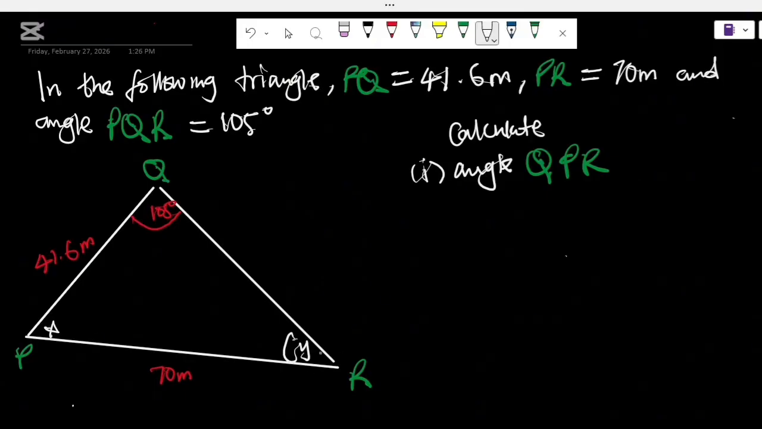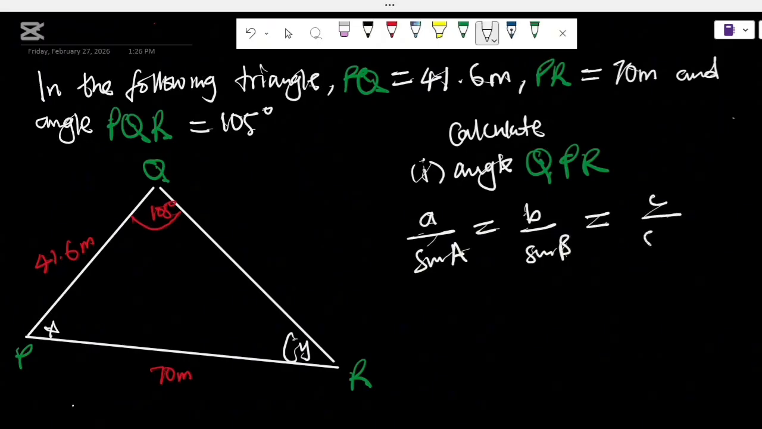So how do we find the angle at R? Well, we use what we call the sine rule. Now, the sine rule is given by the formula a over sine A is equal to b over sine B, which is equal to c over sine C. So this means that when we have a side like a, it is divided by the sine of that particular angle, which is opposite to that side. So this A is an angle which is opposite to this side.